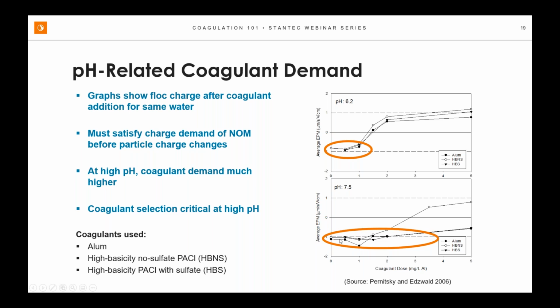This is the exact same water, but this is at pH 7.5. So the charge demand is way higher because the organics, which make up most of the charge demand, are much more negative, and the coagulants are much less positive. The only one that gets close to neutralizing the particles in this experiment is a high basicity, no sulfate polyaluminum chloride. So that high basicity polyaluminum chloride can do the job, but alum is never going to make neutral particles for this water under these pH conditions. So your coagulant selection becomes much more critical at high pH.